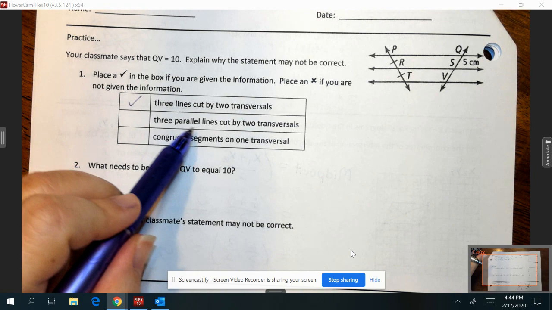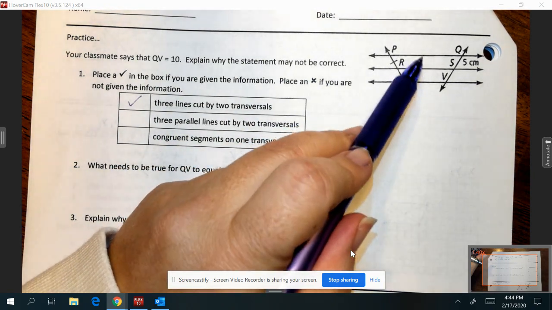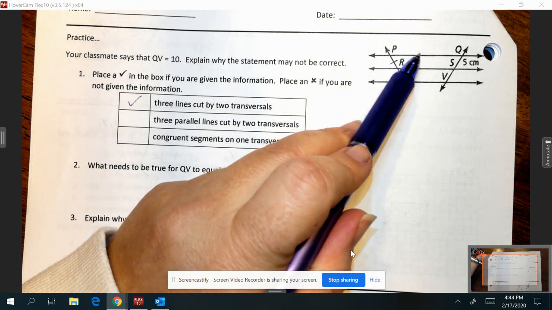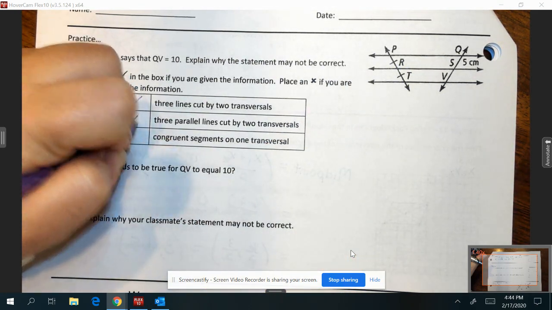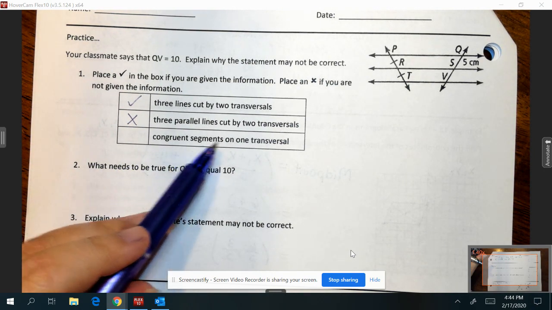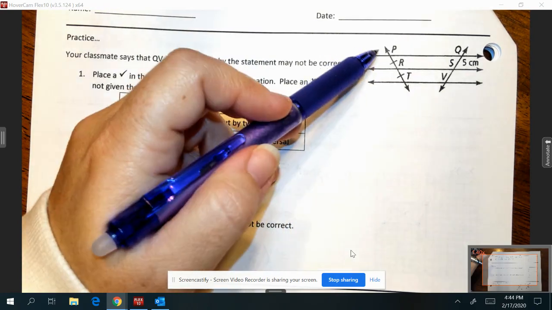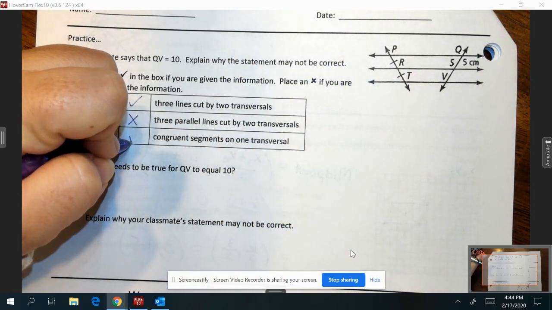Next one says 3 parallel lines cut by 2 transversals. There are no parallel markings on these lines. They don't have any arrows on them in the middle of the line. So this one is not given to us. Congruent segments on one transversal. That did happen over here. They marked that those 2 are congruent.